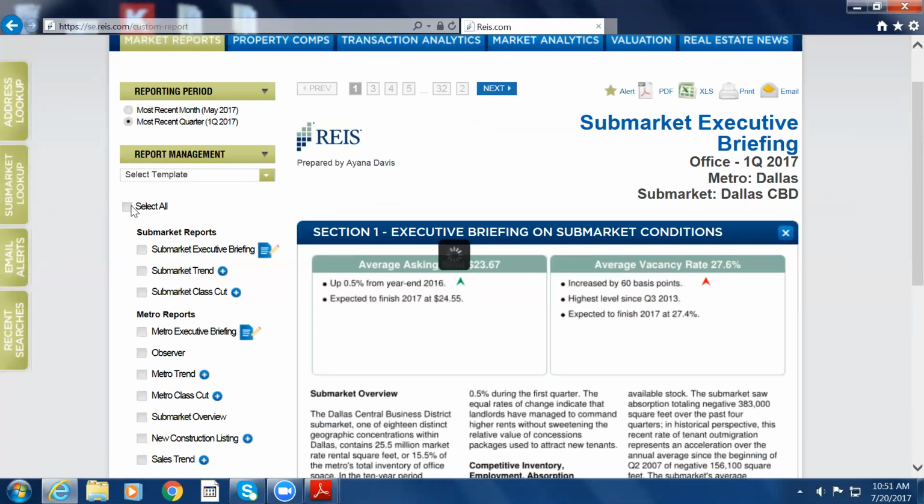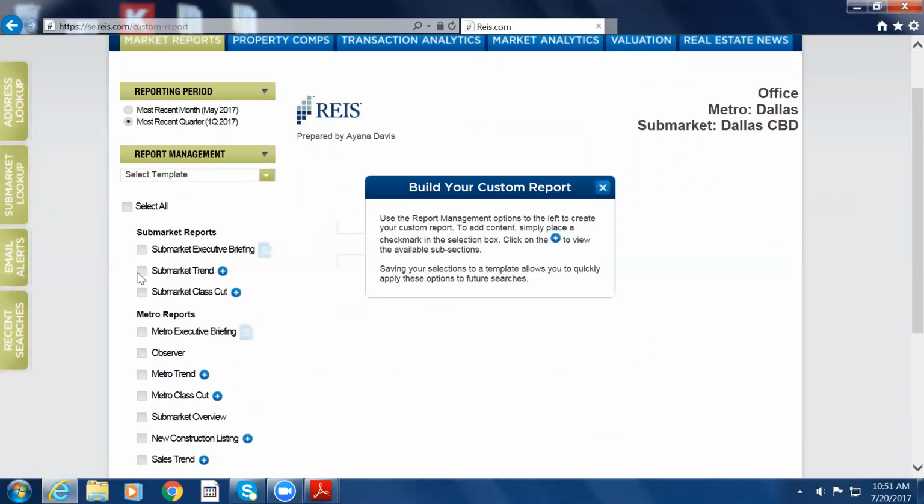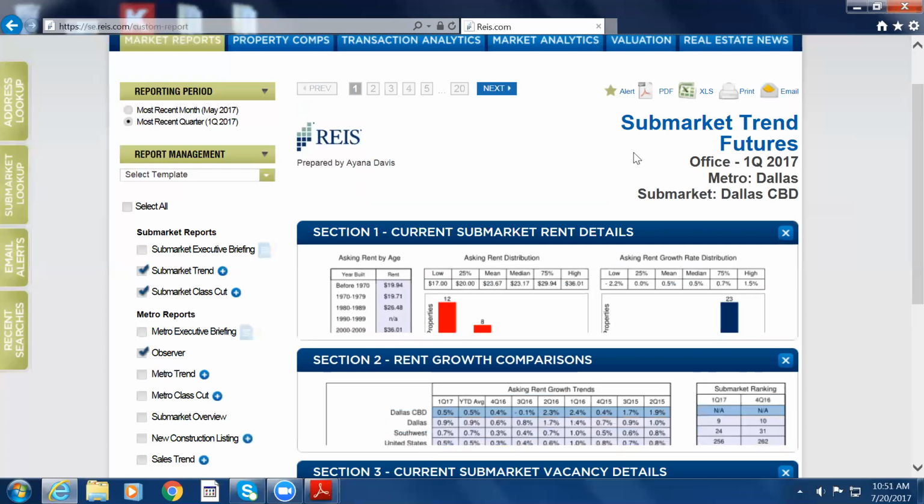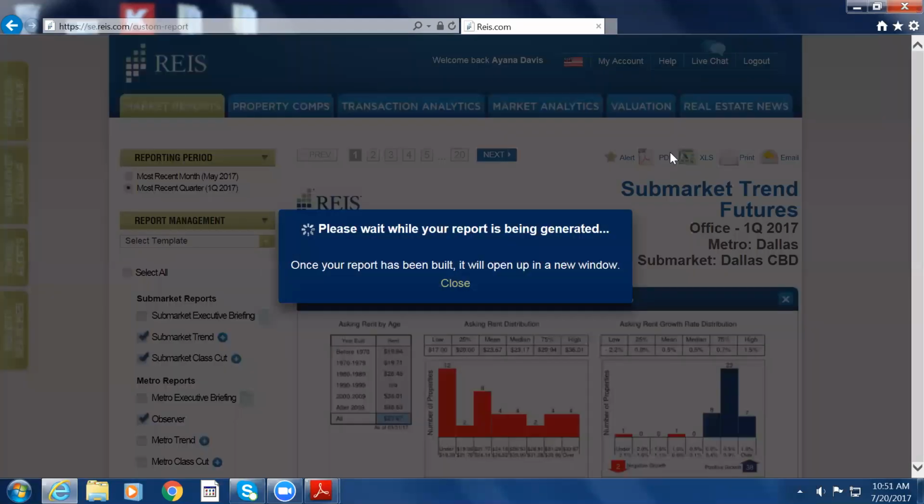Okay. So let's go ahead and take a look at the trending information there, as well as the class cut. And I'll throw in the observers, since that's going to be a little bit different here, and go ahead and pull that report in PDF.